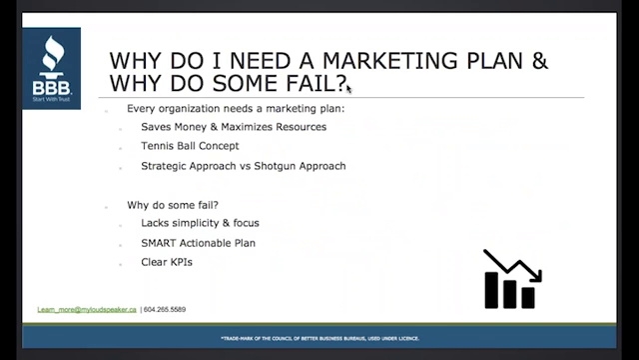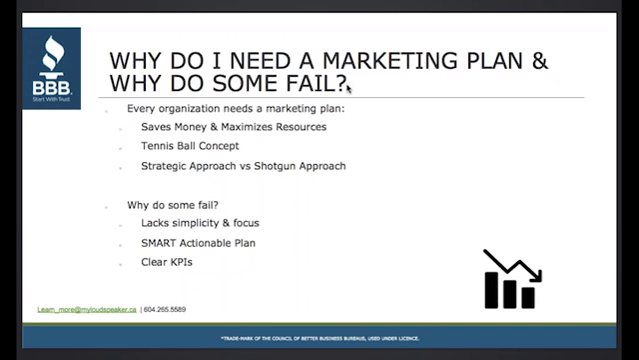Whereas if you go ahead with a strategic approach, you end up saving money and maximizing all your resources. A lot of times when clients come to us in the beginning, they already have some marketing in place. And what you'll notice is that a lot of those things could have been done a little bit better and a little bit more effectively if they had done a marketing plan first. A really great example that we often use is called the tennis ball concept.